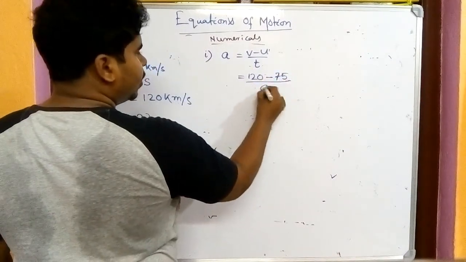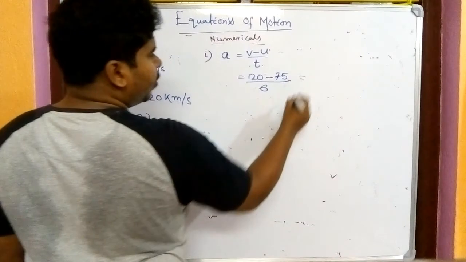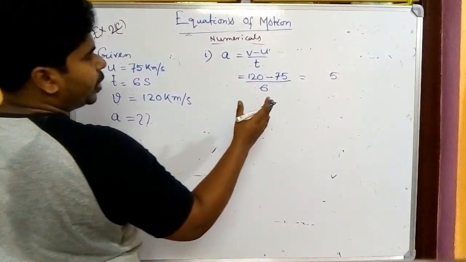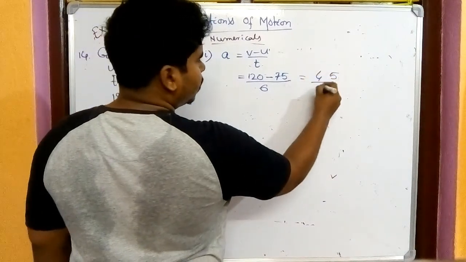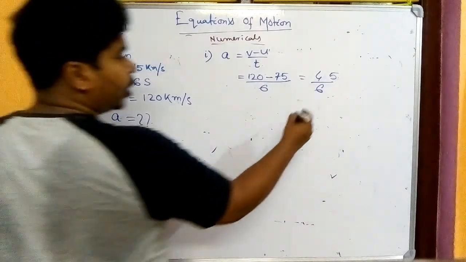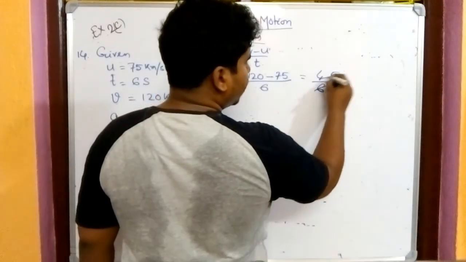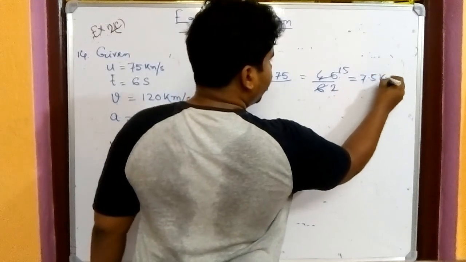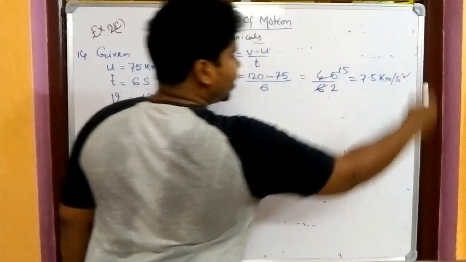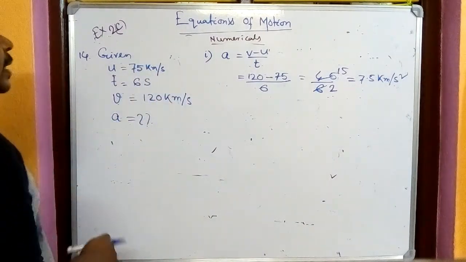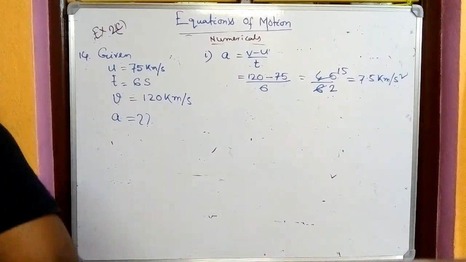So 120 minus 75, it is coming 45, divided by 6. So 45 by 6 means 3 sixes are 18... it is 7.5 kilometer per second square. If you want meter per second square, it will be changed from kilometer per second square. That should be the acceleration of the spacecraft.